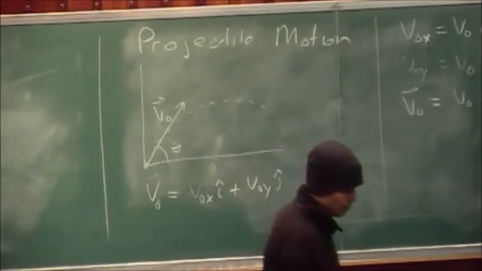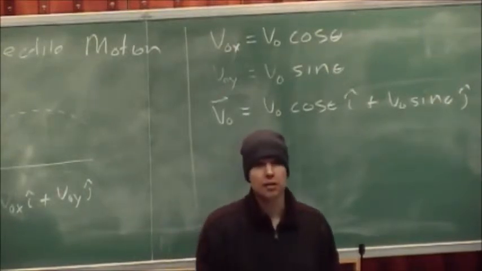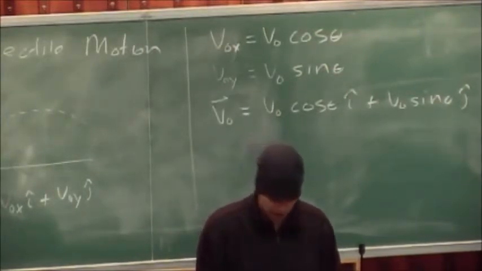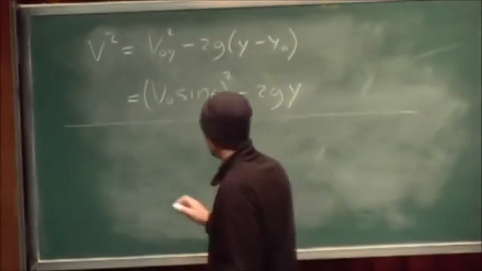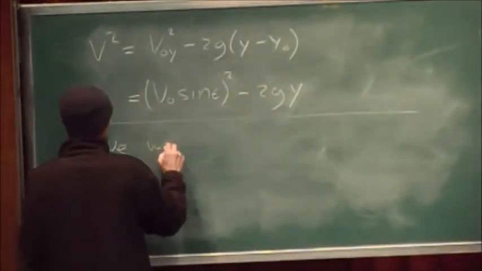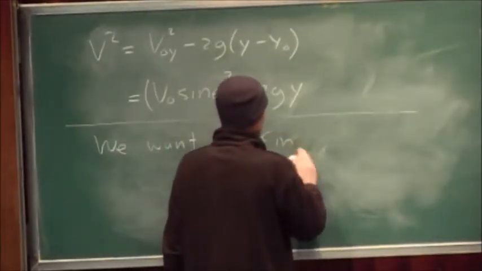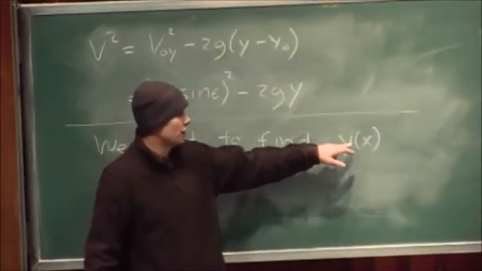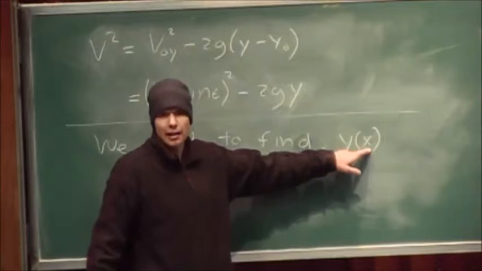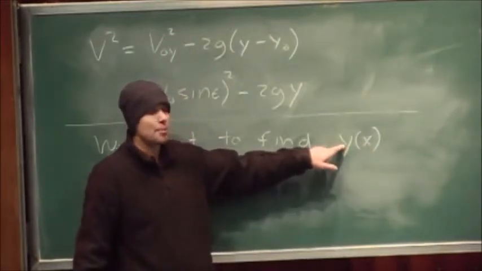And so what we're going to do is get y as a function of x, and then look at the trajectory, and we're going to see that it has a parabolic structure to it. So we're going to assume x is the independent variable and y is the dependent variable.